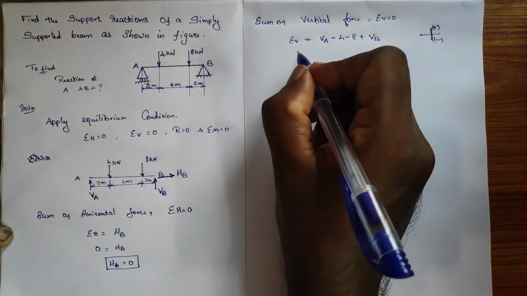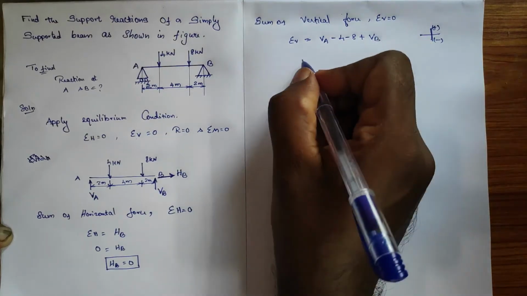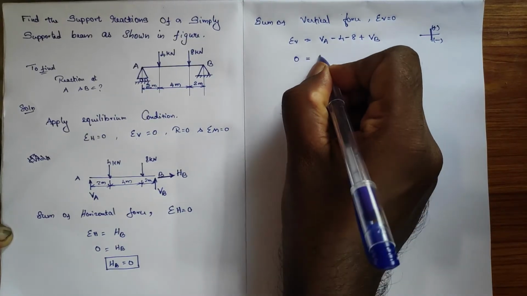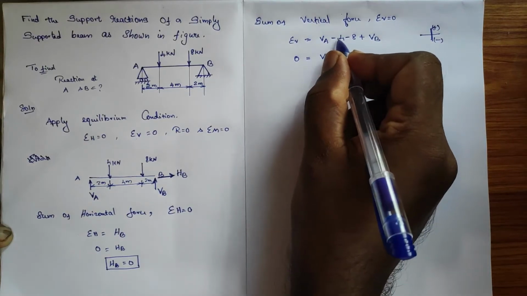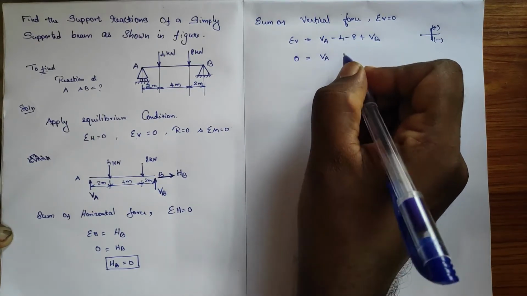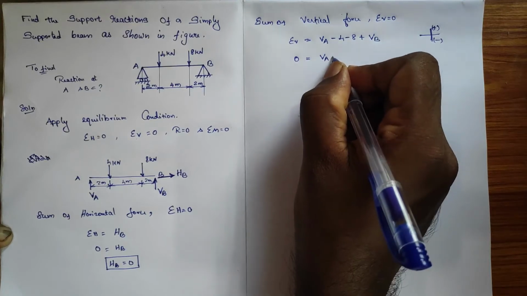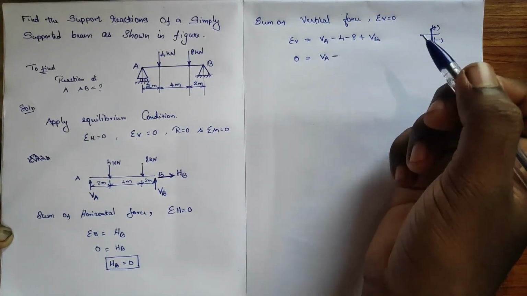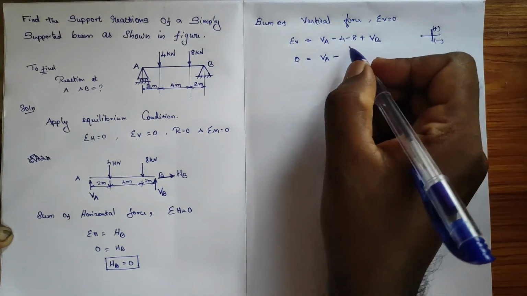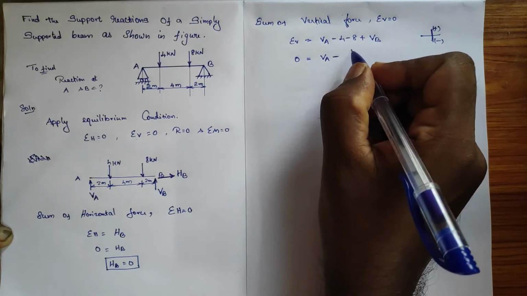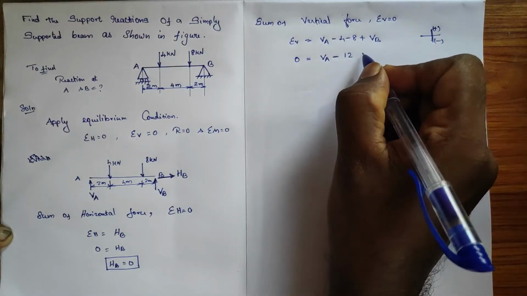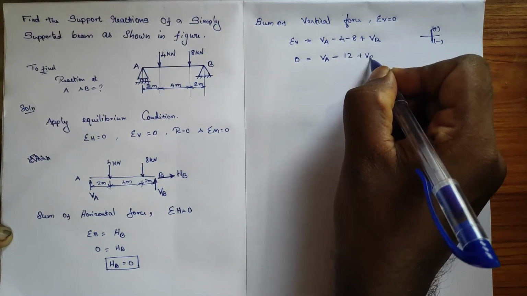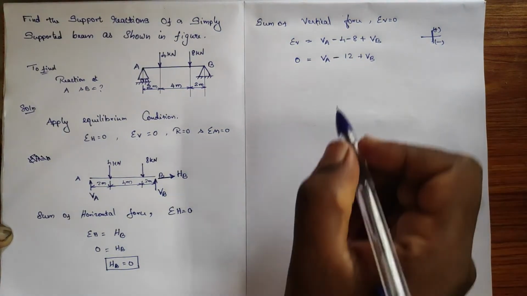Okay, try to simplify it. We know the sum of vertical forces is equal to 0, so VA minus, add this. What happens? Minus, minus, the sign is minus, and we need to add. So when you are adding it, we will get how much? 12 plus VB. Okay, fine.